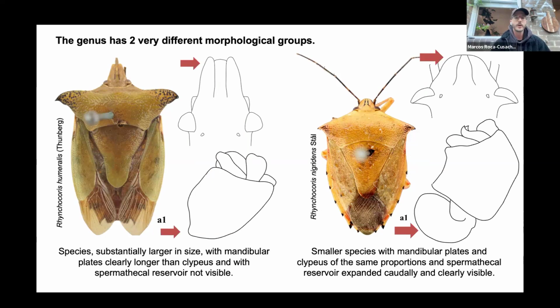And we could clearly see that there were two very different morphological groups. The first one is species that were substantially larger, and when I say substantially larger, I mean around 2 and sometimes a bit more centimeters. The mandibular plates were clearly longer than the clypeus, and in the phallus, the spermathecal reservoir was not visible. On the other hand, there was this group of species that were consistently smaller. The mandibular plates and clypeus had more or less the same proportions, with a more parabolic head shape, and the spermathecal reservoir on the phallus was clearly visible and outside of the theca.